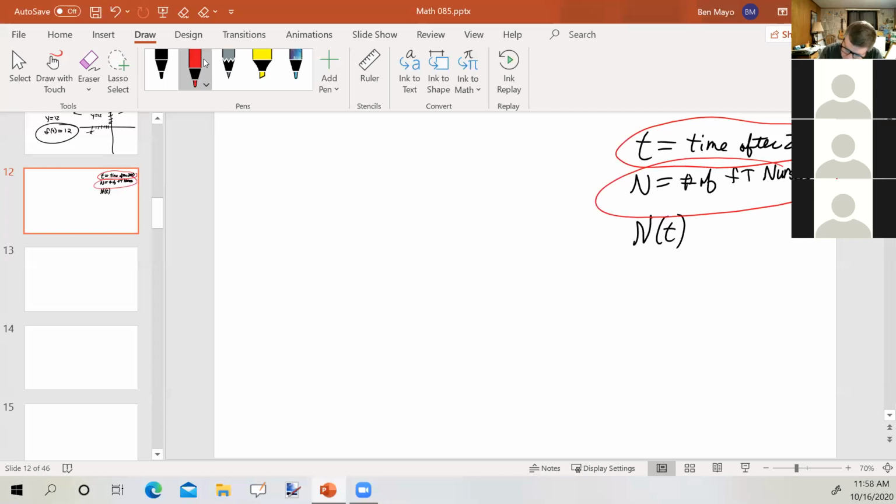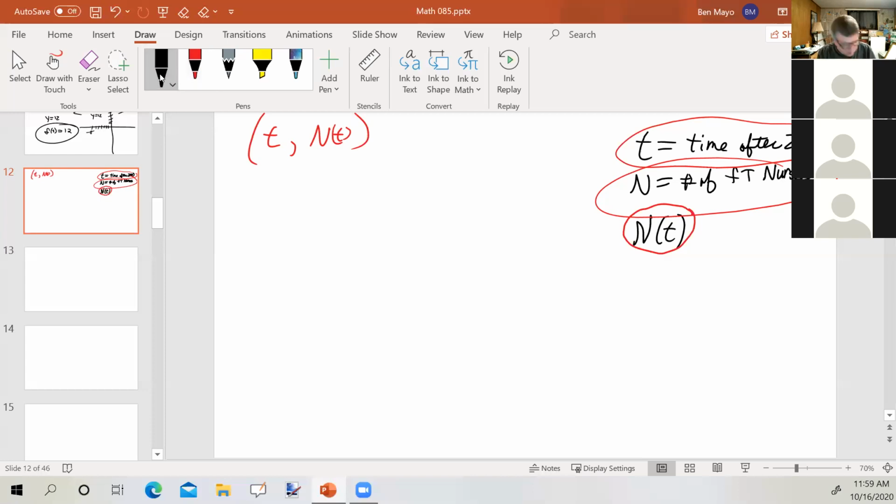The fact that they want the function written in terms of N of T tells us that T, which is on the inside, is the input. N, which is on the outside, is the output. So as time goes on, the number of nurses changes. It's not the other way around. The number of nurses changing doesn't make time go on. Time goes on, and as that happens, the number of nurses changes. T is the input, N of T is the output. So our ordered pairs are going to be in the form T, N of T. Any questions?